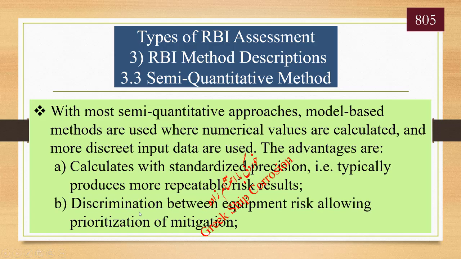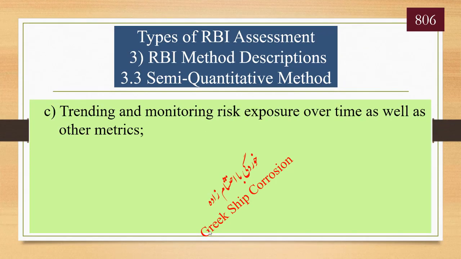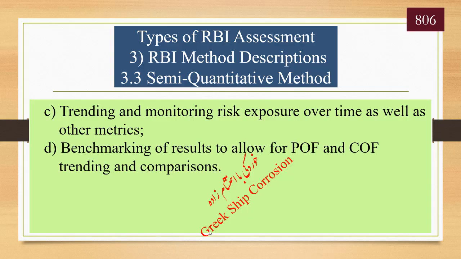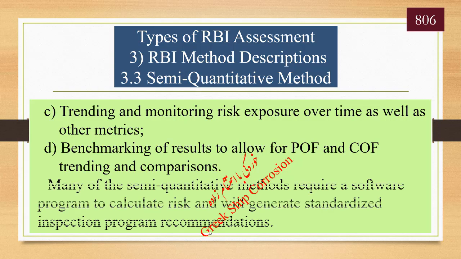B. Discrimination between equipment risk allowing prioritization of mitigation. C. Trending and monitoring risk exposure over time, as well as other metrics. D. Benchmarking of results to allow for POF and COF trending and comparisons. Many of the semi-quantitative methods require a software program to calculate risk and will generate standardized inspection program recommendations.